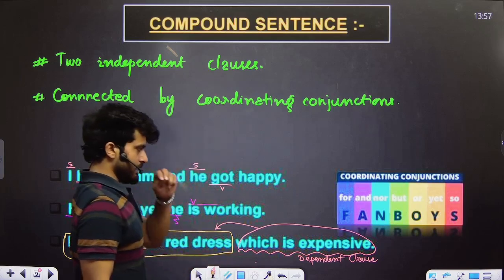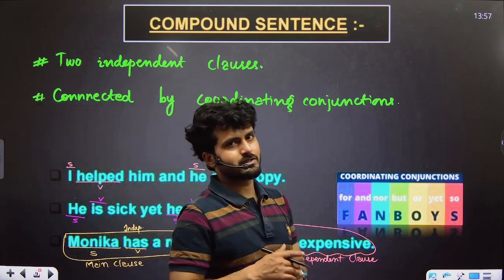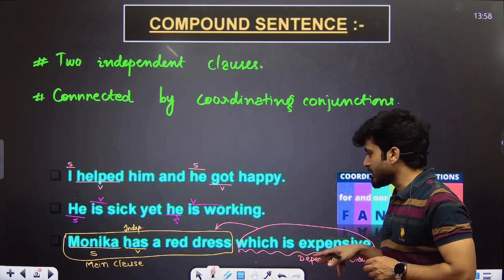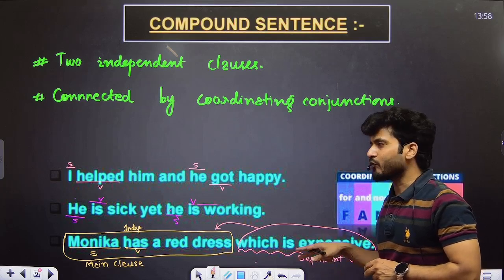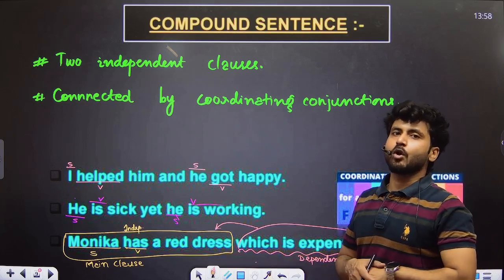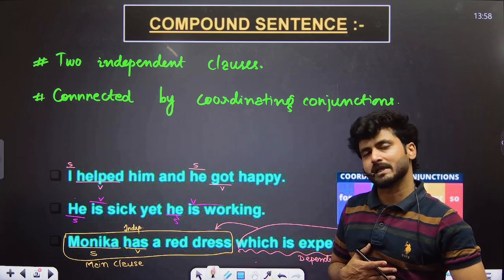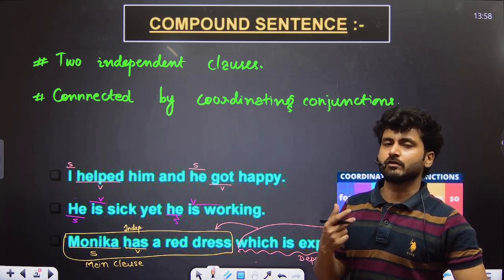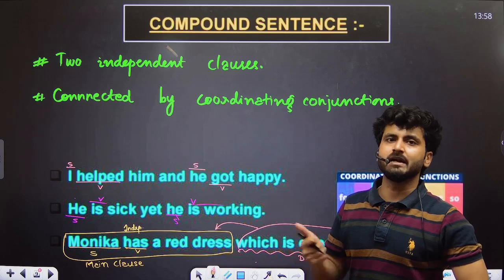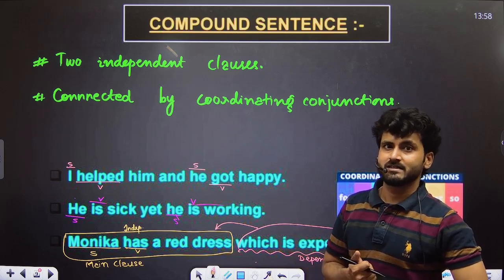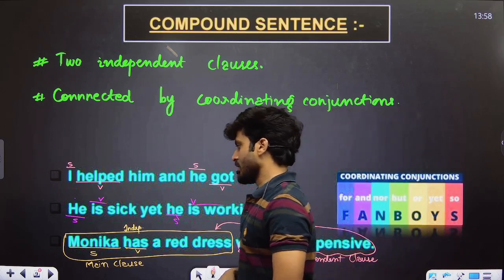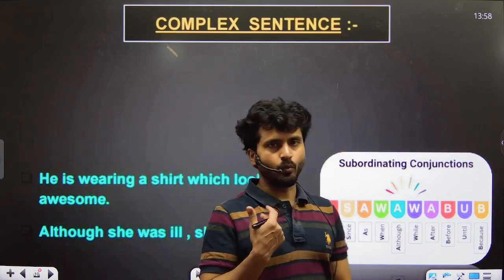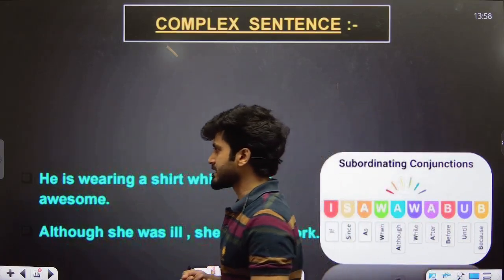That means you are getting the idea: first we discussed simple, then compound, and now you are seeing that the dependent clause is present. So this is the case of complex sentences. Whenever you get complex sentences, one independent and one dependent clause will be there, connected by a subordinating conjunction. They can also be connected by if, which, and like that.